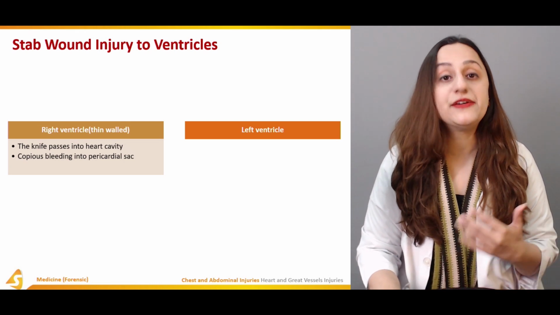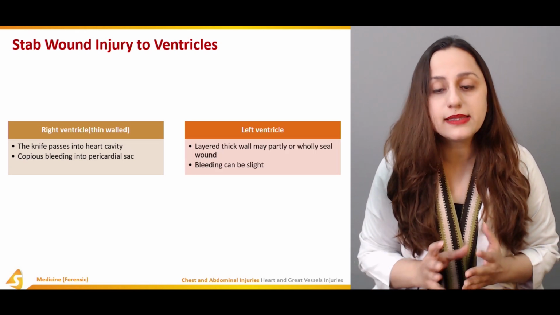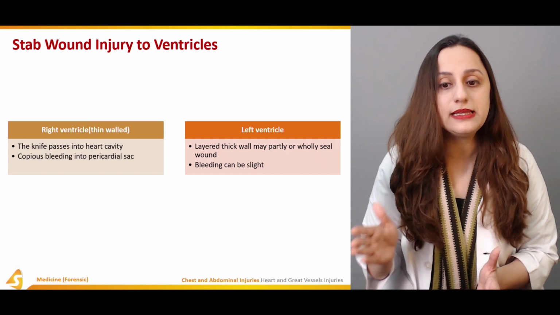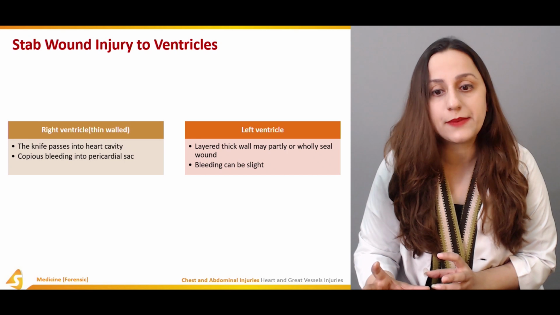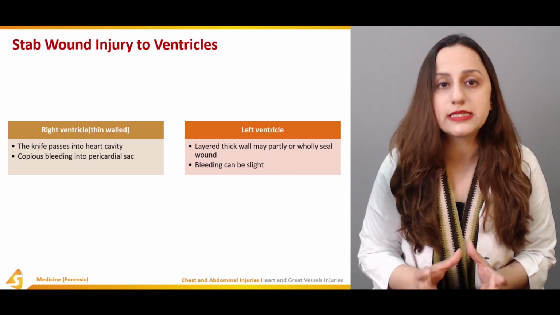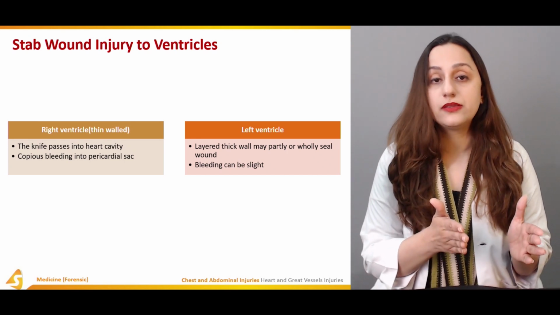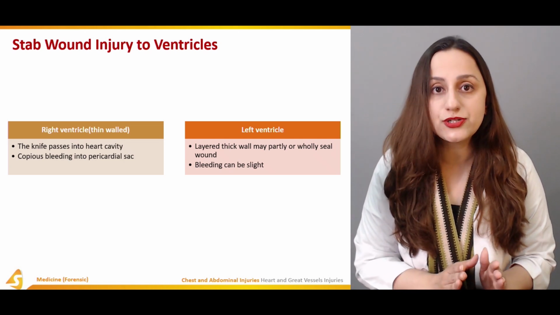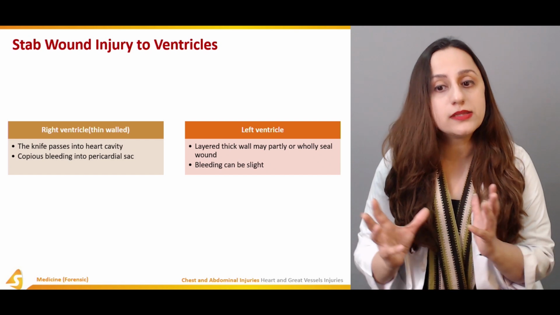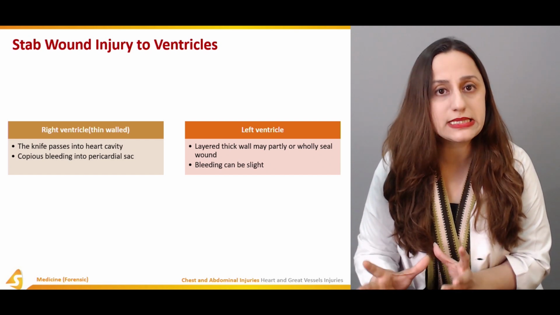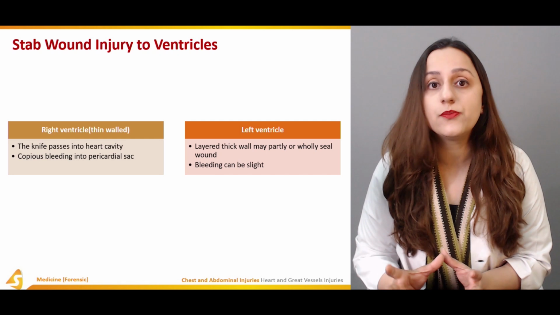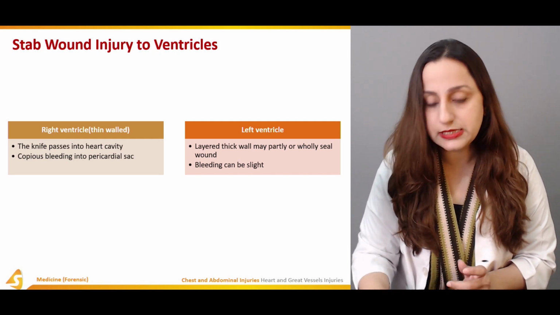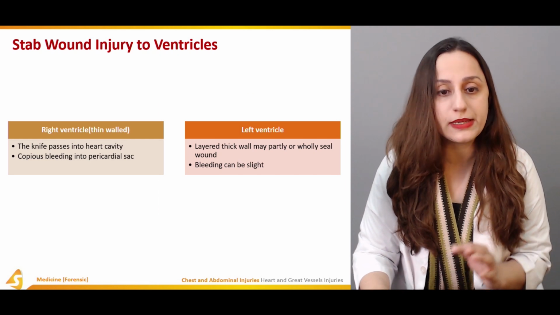Now, what happens in a left ventricle injury? The layered thick wall may partly or wholly seal the wound. This is the condition in which the left ventricle is damaged, and the bleeding is very slight in such cases. If we compare these two injuries, the right ventricle had a lot of bleeding, and in the left ventricle the bleeding is quite slight, but the damage is still very important and very complicated. So these have to be differentiated, and they have their own complications.